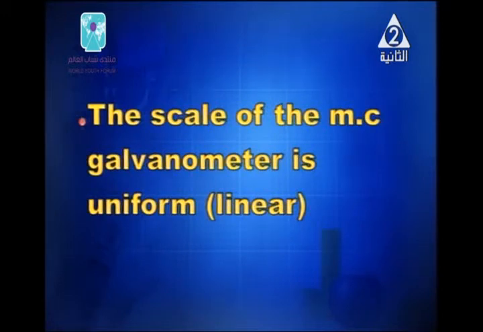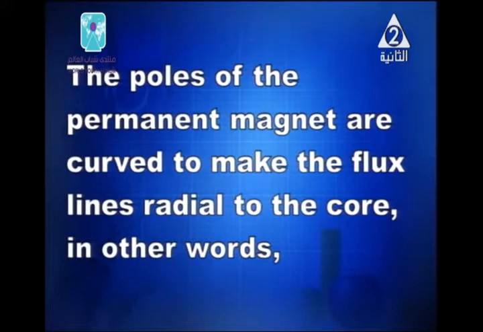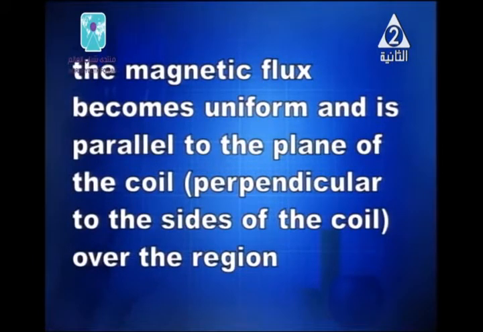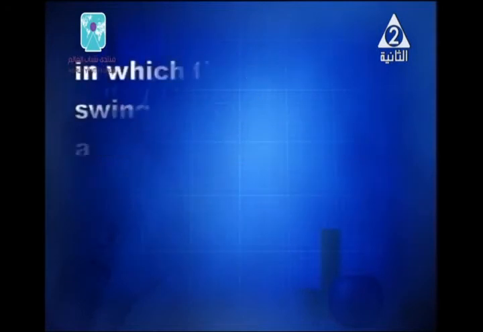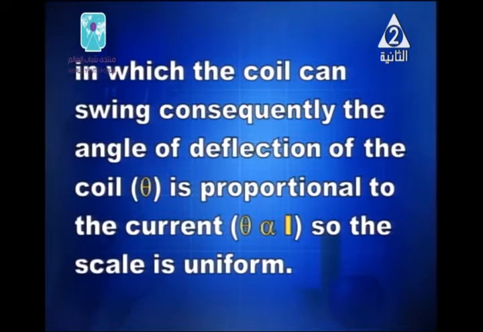Another important give reason: the scale of the moving coil galvanometer is uniform, is linear. It is equally spaced. Yes, this is because the poles of the permanent magnet are curved to make the flux lines radial to the core. In other words, the magnetic flux becomes uniform and is parallel to the plane of the coil, perpendicular to the sides of the coil, and parallel to the plane over the region in which the coil can swing. Consequently, the angle of deflection of the coil, theta, is proportional to the current, and the scale is then uniform.